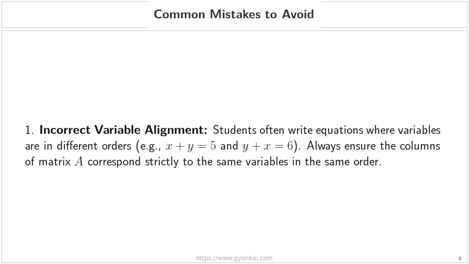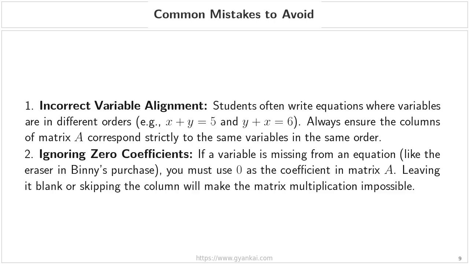Second, do not ignore zero coefficients. This is a very important point, especially looking at our example with Binny's purchase. If a variable is missing from an equation, like the eraser in Binny's case, you cannot simply skip that column. You must explicitly use a 0 as the coefficient in matrix A. If you leave it blank or skip the column, your matrix dimensions won't match, and the multiplication will become impossible.